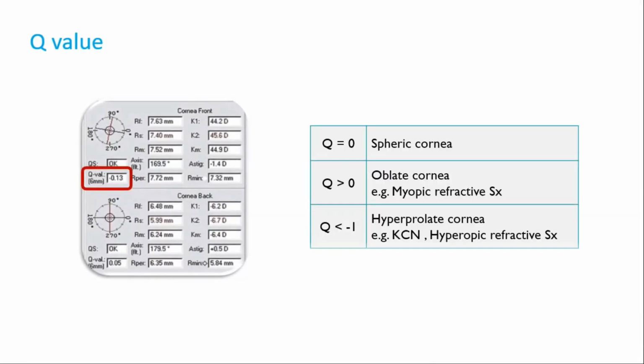Moving on to the Q value, which indicates the asphericity of the anterior surface of the cornea in the central 6 mm zone. The normal value should be between -1 to 0, with an average of around minus 0.27. If the value is around 0, it indicates the cornea is spherical. Especially in myopic refractive surgery, the value will be altered; it will be a positive value, more than 0. If it is a more negative value, then it can be keratoconus or the eye has been operated for hyperopic refractive surgery.